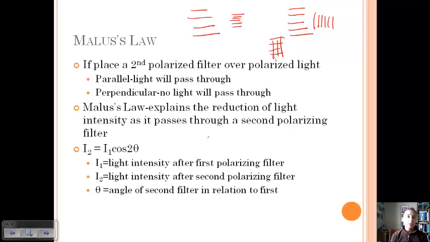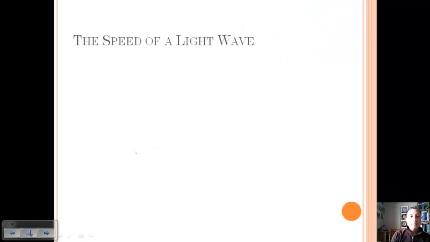There's an equation we can use to look at the relationship between the two intensities. I2 is the intensity of the light after the second polarizing filter, and this is equal to the intensity after the first polarizing filter times cosine of the angle between the two filters. So from the first filter, what's the angle of the second filter in relationship to that first one? That's cosine squared theta.